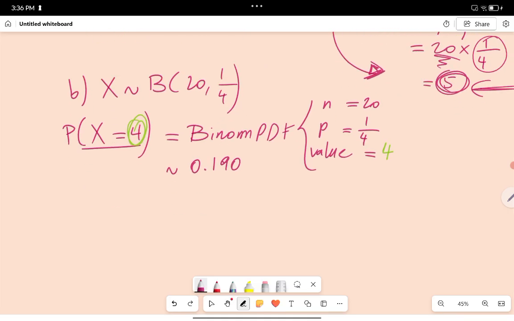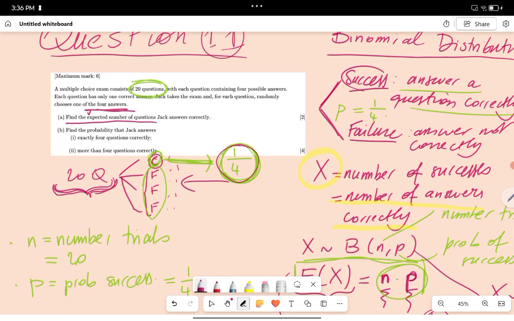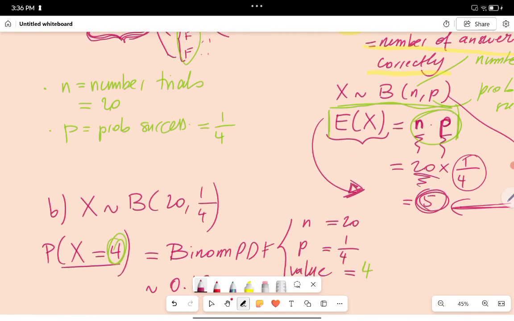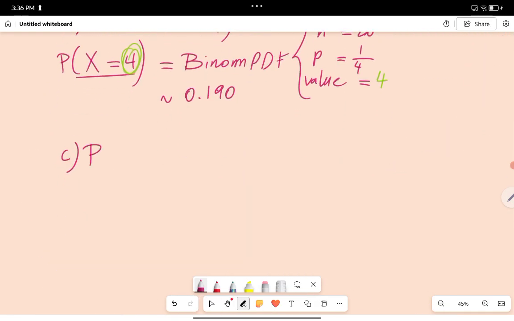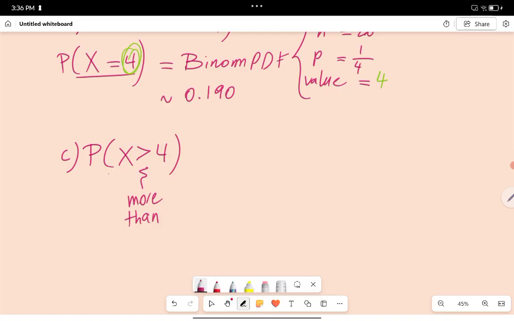And then lastly, what is question C? B2. Find the probability that Jack answers more than 4 questions correctly. So, more than 4 questions correctly, X is the number of correctly answered questions. So we're simply going to say this, isn't it? More than. So this means more than, right? It doesn't say at least 4 or something like that. It says more than. So, this is interesting now because now we're going to look at a range.